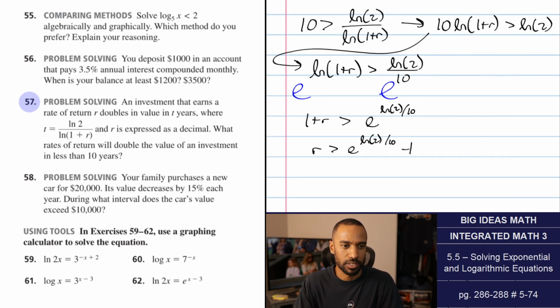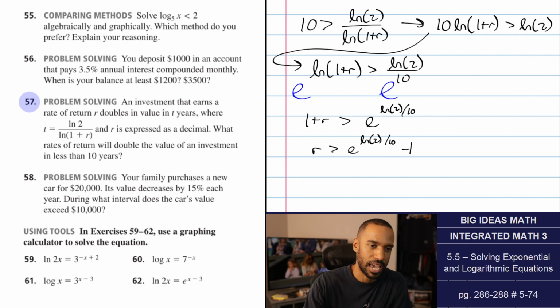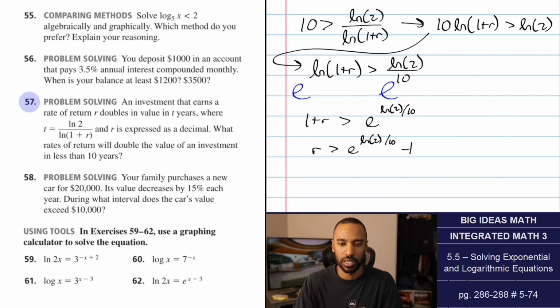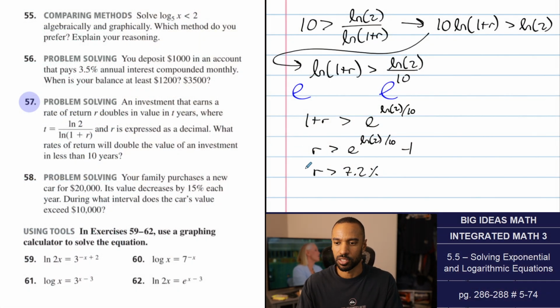First of all, I want to check that decimal, and then I do want to see if the 10th root of 2 minus 1 would give me the exact same result. I'm actually very curious now. So R, E to the natural log of 2 divided by 10, this is all in the exponent, and minus 1 gives us this rate of 0.0717. So R has to be greater than about 7.2%, just so you have the heads up there. 7.2% as I do a rounding.